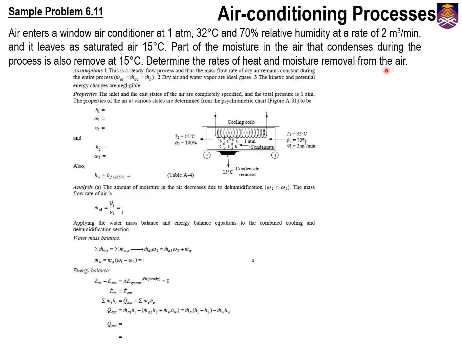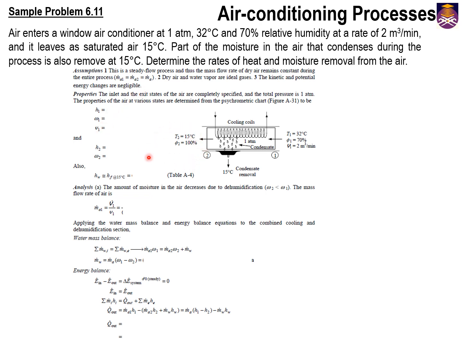So this is the skeleton again. So this is cooling with dehumidification. All right. So conservation of mass. So the inlet and exit states are given. So this is the inlet. So based on 32 dry bulb temperature, relative humidity 70%, find what is your H1, omega 1 and specific volume from your psychrometric chart.